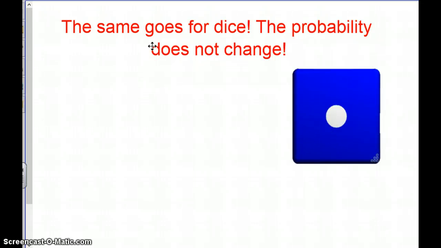The same thing goes for flipping a coin. You have heads on one side, you have tails on the other, and it doesn't matter how many times you flip it, your chance is still going to be what? Exactly, 1 out of 2.